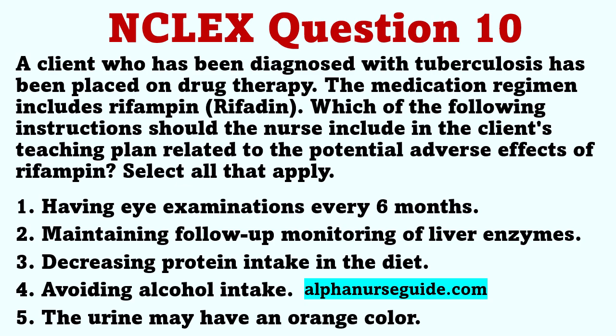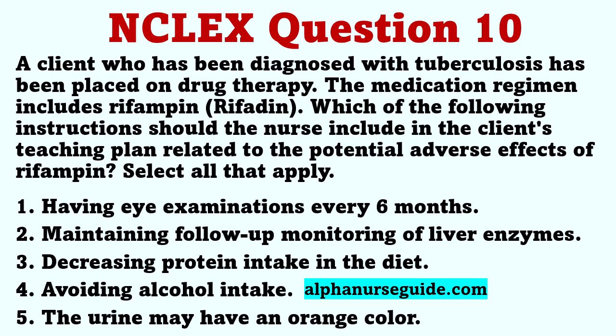A client who has been diagnosed with tuberculosis has been placed on drug therapy. The medication regimen includes rifampin. Which of the following instructions should the nurse include in the client's teaching plan related to the potential adverse effects of rifampin? Select all that apply. 1. Having eye examinations every 6 months. 2. Maintaining follow-up monitoring of liver enzymes. 3. Decreasing protein intake in the diet. 4. Avoiding alcohol intake. 5. The urine may have an orange color.